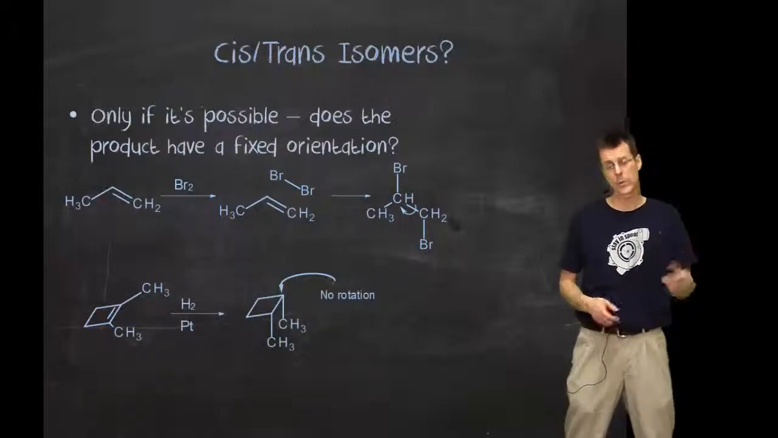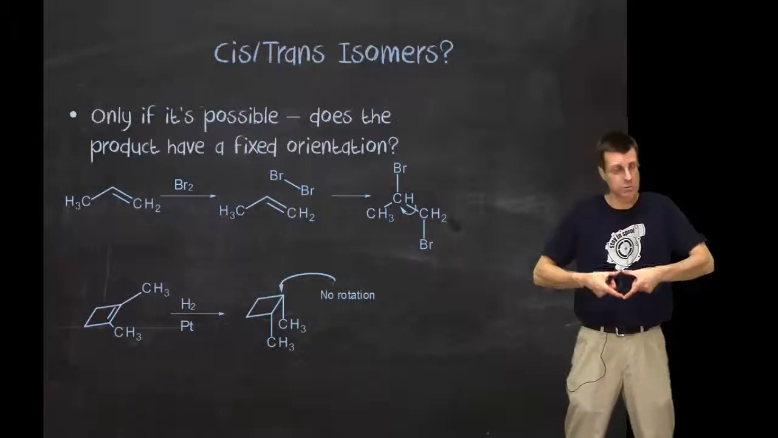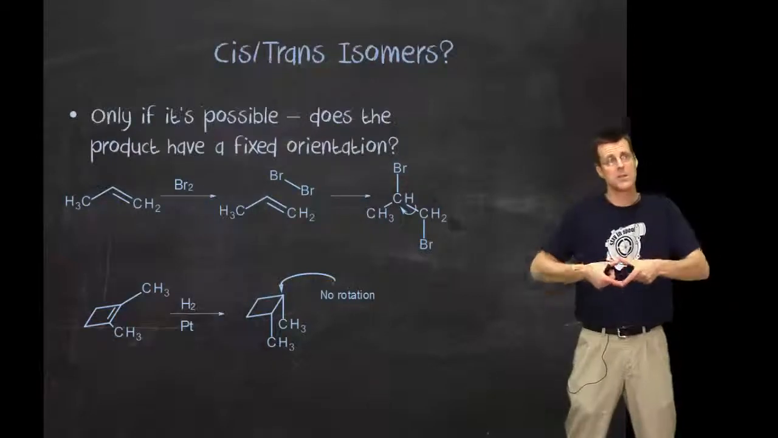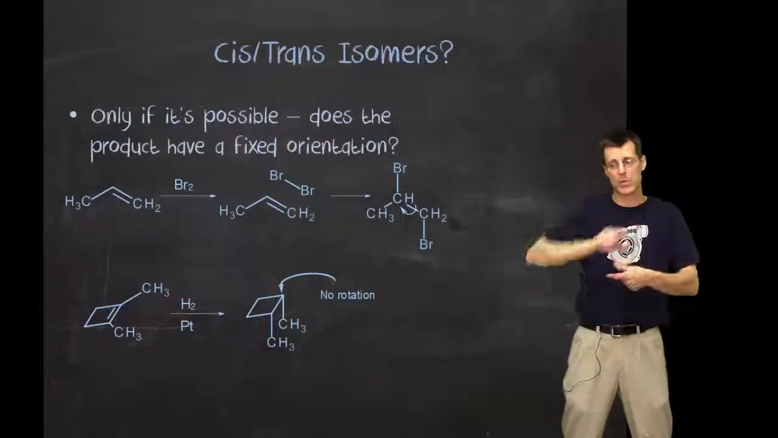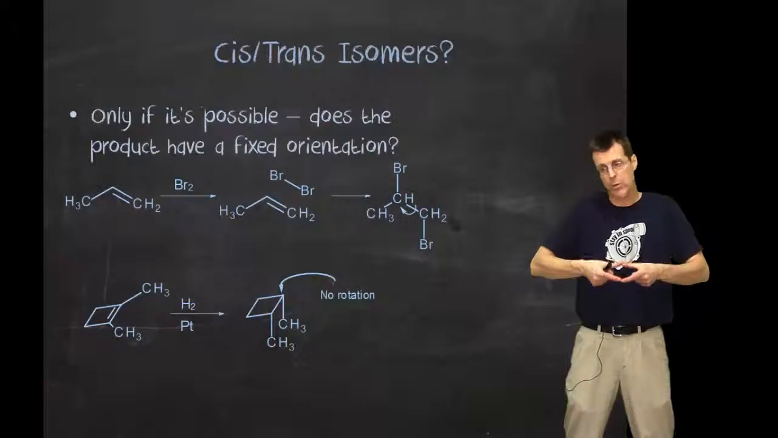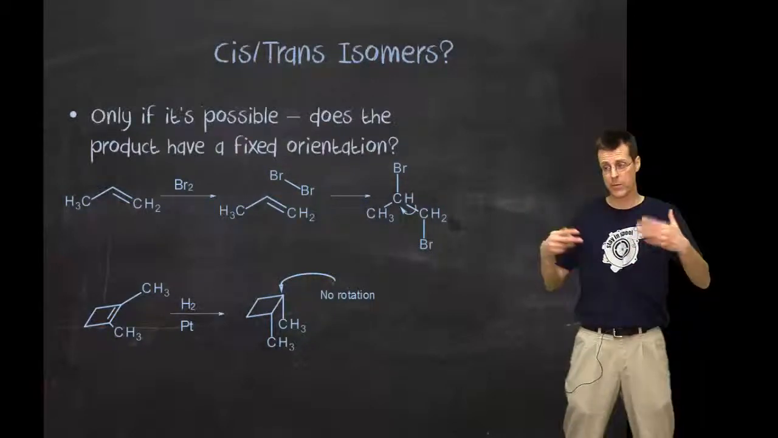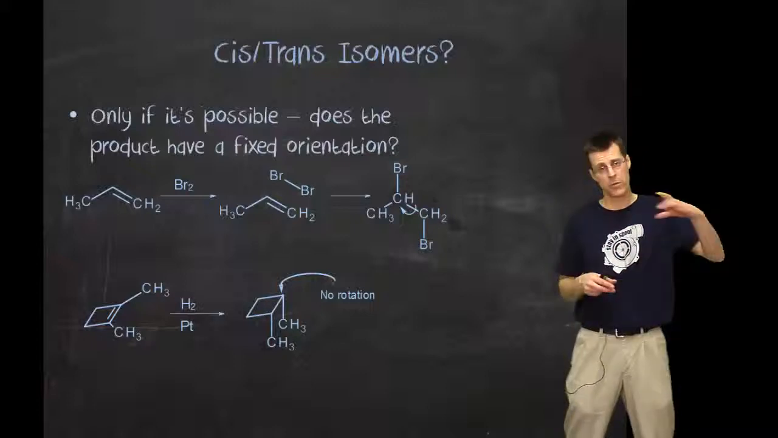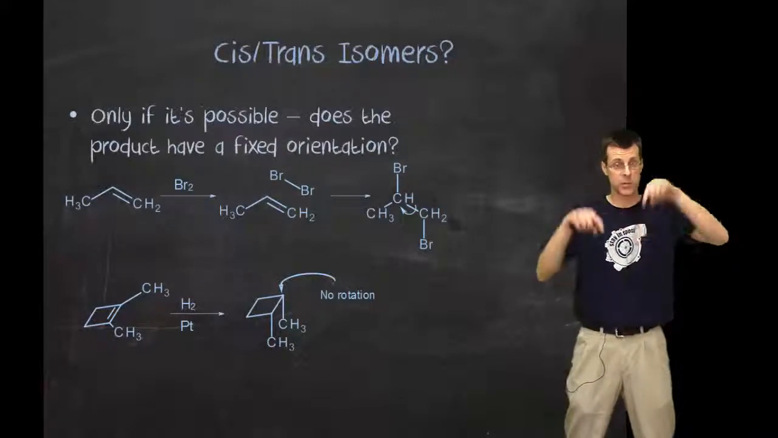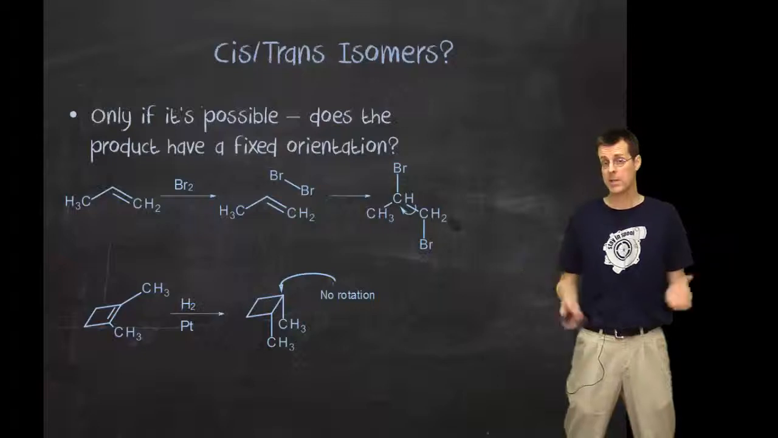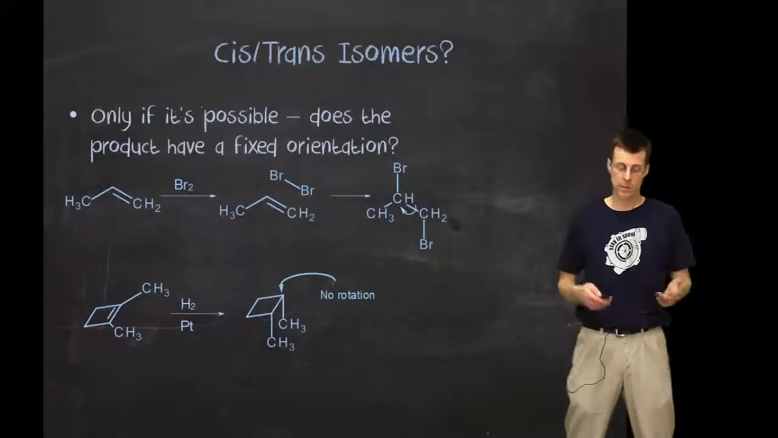On the other hand, in a ring, because of the nature of the ring, I can't do this without breaking things. I can't rotate the bond. So now, however this thing starts out, however the groups are added, whether they're added on the same side or on opposite sides, that's how it's stuck. So then cis-trans isomers are possible.